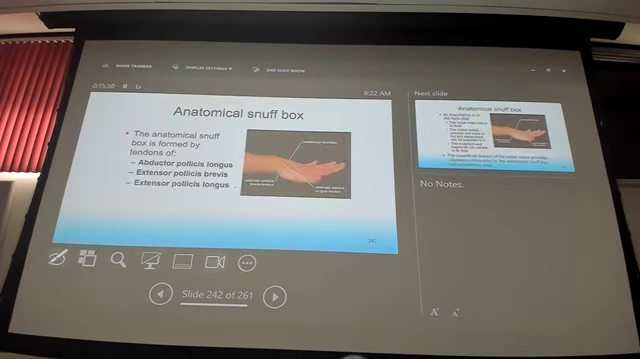So all I want you to know about them, once again, is they're all innervated by ulnar, but you're looking at abduction or adduction. Dorsal, abduction, palmar. Dorsal, abduction, alpha bravo. Palmar, abduction, alpha delta. That's it.